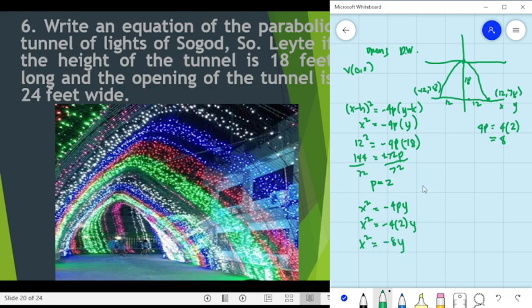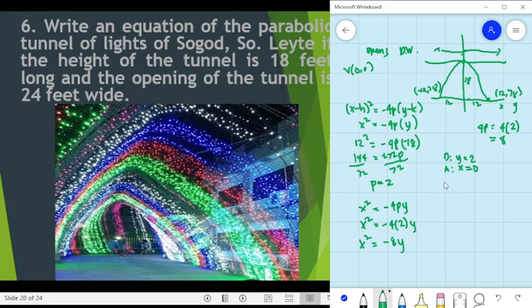Okay? So let us sketch your parabola here. Your vertex is 0, 0. Then your directrix is 2 units above, so your directrix is y equals positive 2. And then your axis of symmetry is the middle, so it is x equals 0. So the y-axis is the middle.